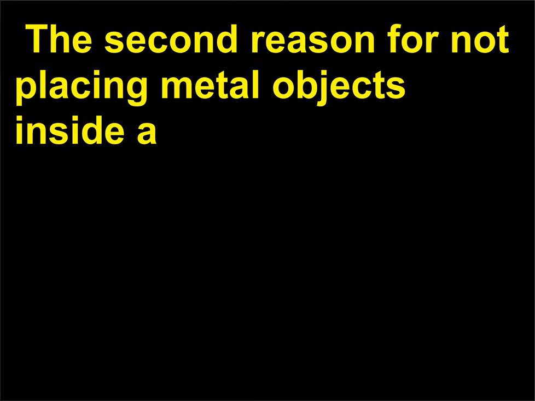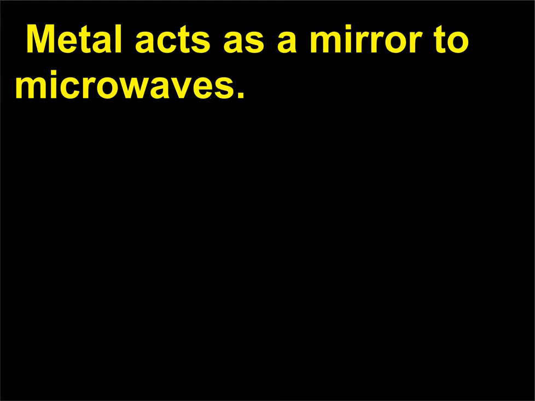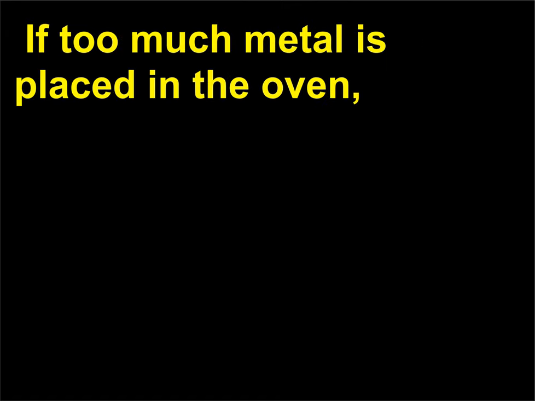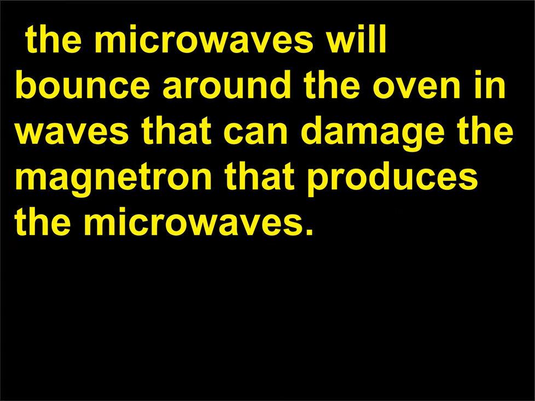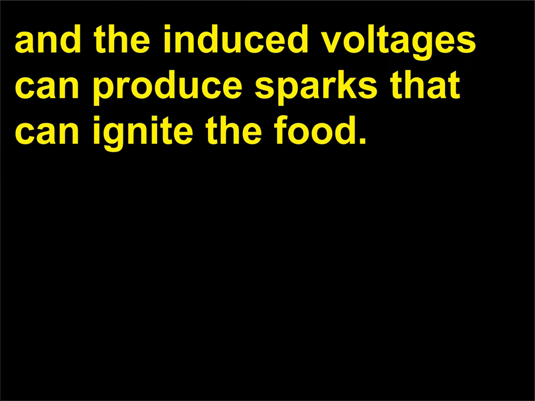The second reason for not placing metal objects inside a microwave oven is for the safety of the microwave oven itself. Metal acts as a mirror to microwaves. If too much metal is placed in the oven, the microwaves will bounce around the oven in waves that can damage the magnetron that produces the microwaves. If the metal is the correct size, it can act as a microwave receiver, and the induced voltages can produce sparks that can ignite the food.